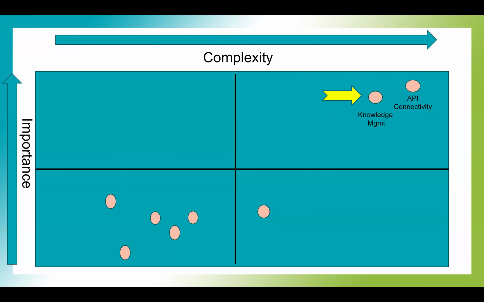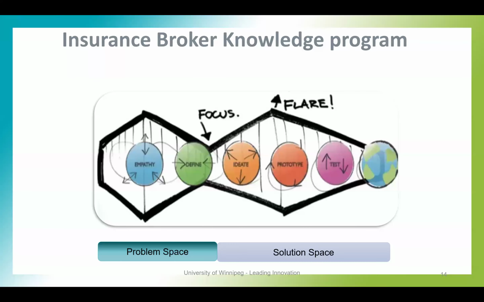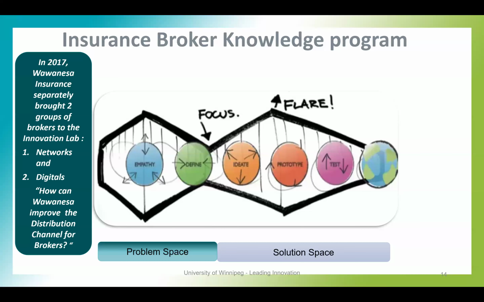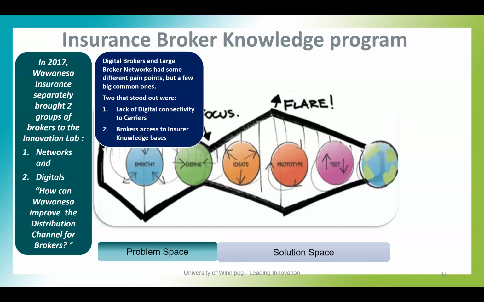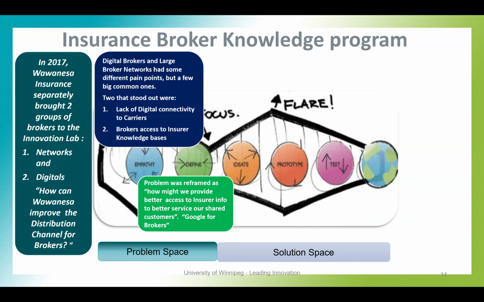So that's the one we picked to work on, even though we knew it would be really, really hard. Then what we did is we reframed the problem as: how might we provide better access to insurer information to better service our shared customers? And we nicknamed it Google for Brokers.